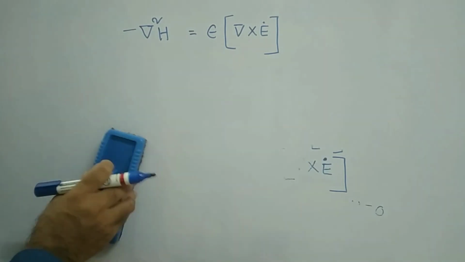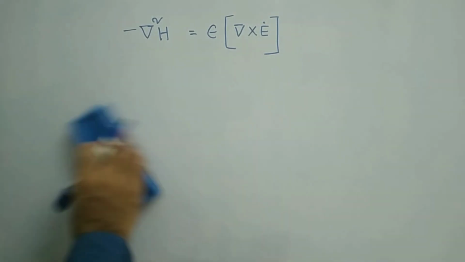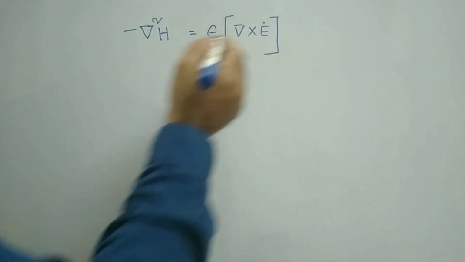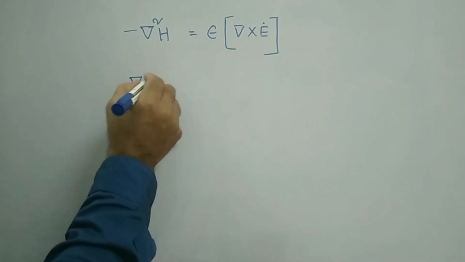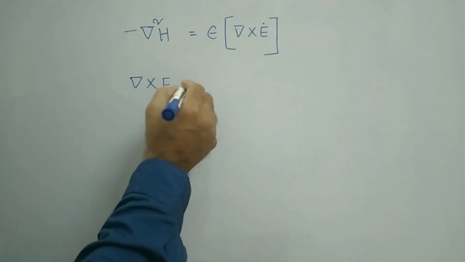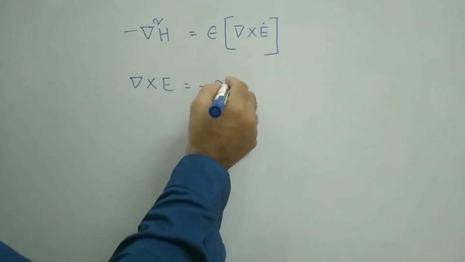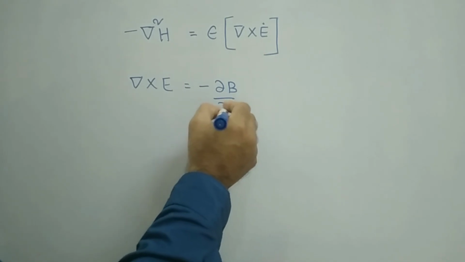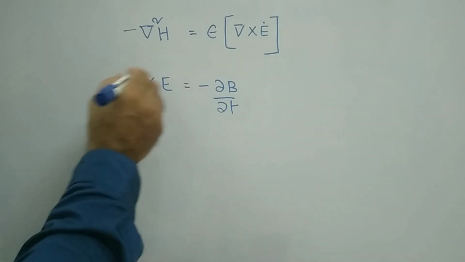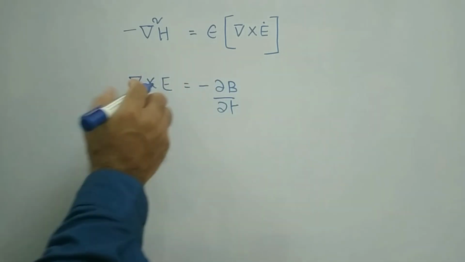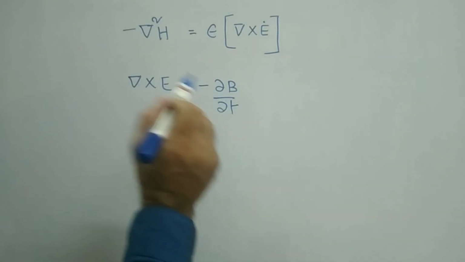Now again, what do we know from del cross E? What is del cross E? We know that del cross E is equal to minus dou B by dou t. This is from one of the Maxwell's equations. This is Faraday's law. So from Faraday's law, del cross E is equal to minus dou B by dou t.